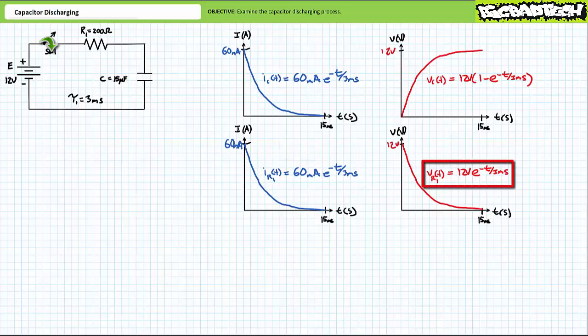Finally, voltage across resistor 1, VR1 of t during the charging process was 12 volts times e to the negative t over 3 milliseconds. Voltage across resistor 1 surged to 12 volts and decayed to 0 volts by t equals 15 milliseconds. Note these functions are valid only for the charging process between t equals 0 and t equals 15 milliseconds. Let's examine the capacitor discharge process using this same circuit.